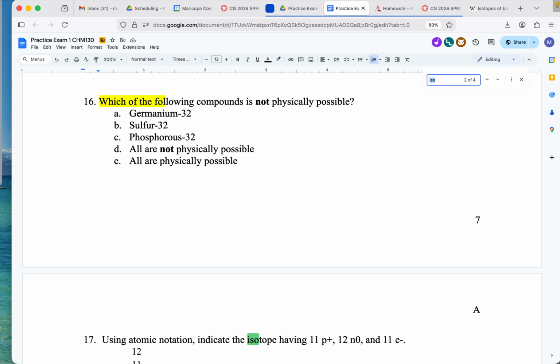Is it the word physically? Nope. To be a compound, what do you need? You need at least two or more elements. None of these are two or more elements. These are single values. Okay, so if we're looking at isotopes, how do we know we're looking at isotopes?